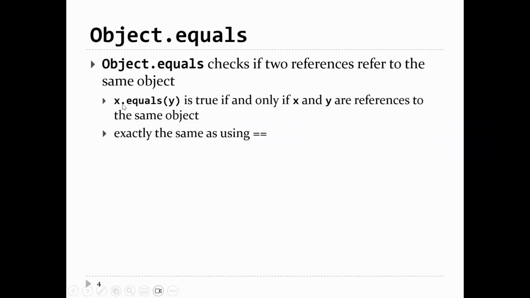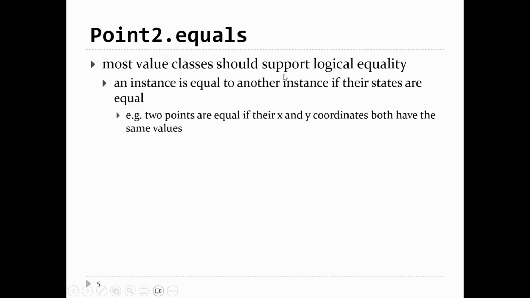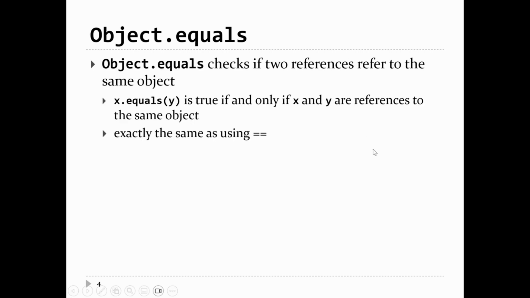So if x and y are two references, then if you use equals equals, you are asking the question, do x and y refer to the same object? This is what you'll sometimes see referred to as equality of identity. Are they the same object?